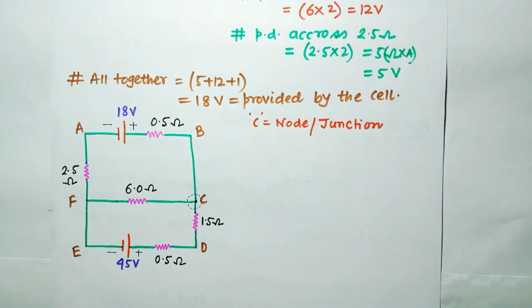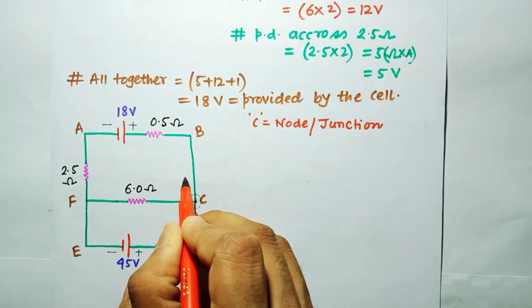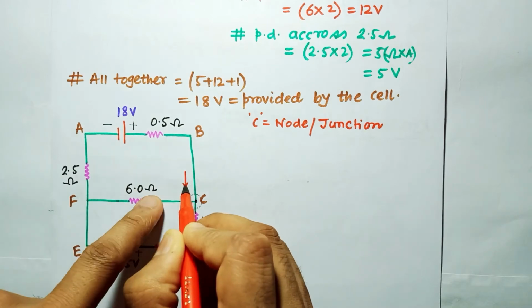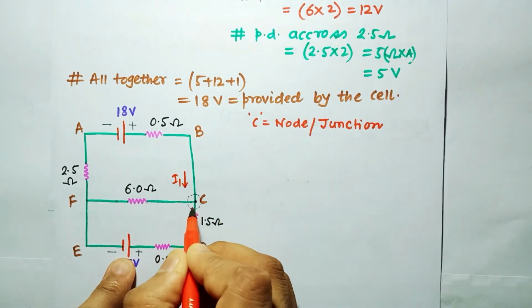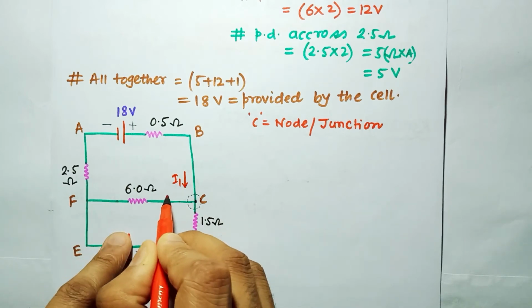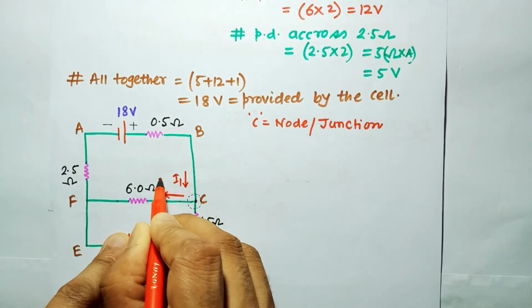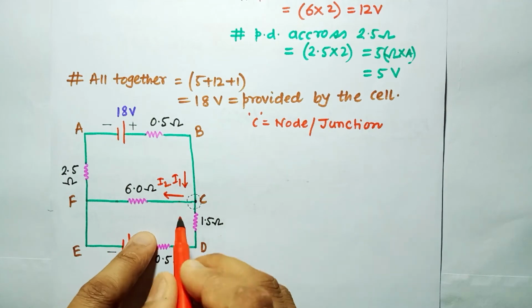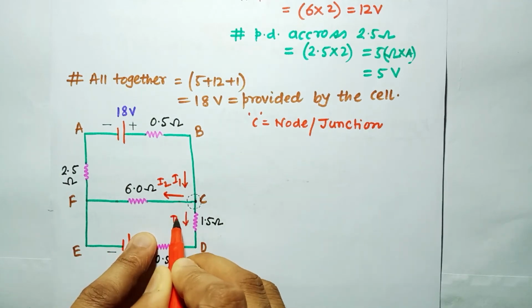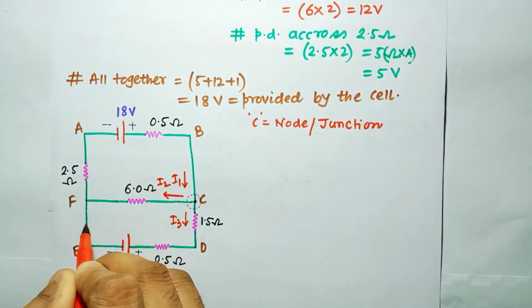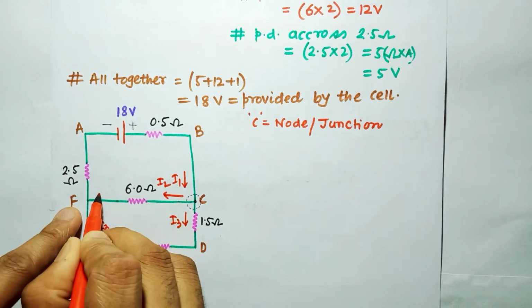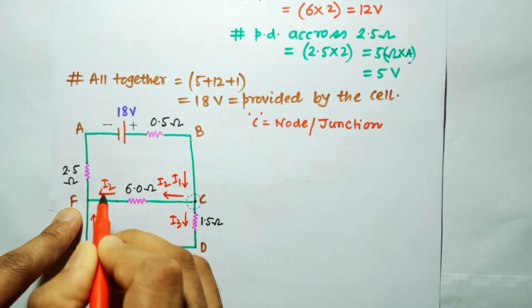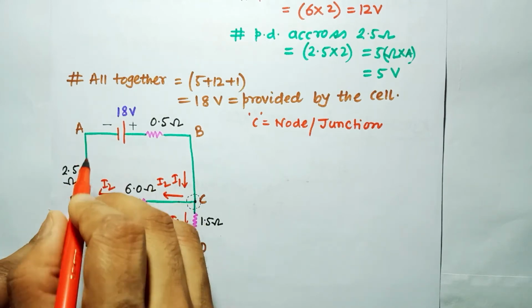Now if I consider this point, in this branch, the current is flowing, that is I1. And in the junction it gets separated, and in this direction the current flowing is I2, and in this direction the current flowing is I3. So here also it is I3, and here also it is I2, and again I2 plus I3 will add up in this direction, so it will give I1.